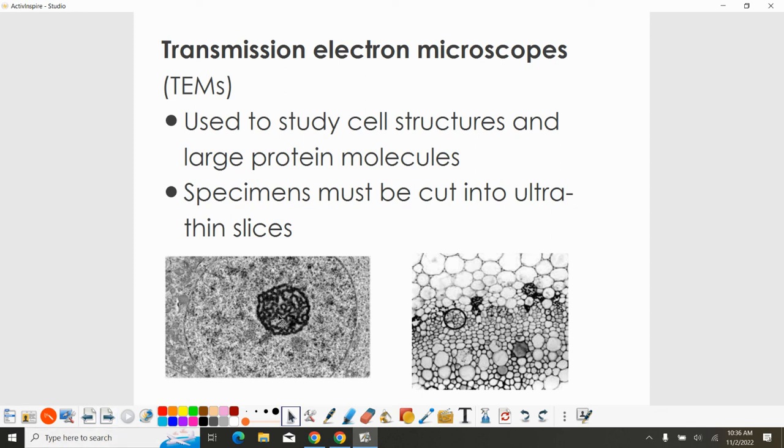But it does allow us to see greater detail. We can see the chromosomes in the nucleus here. We can start to see some of the organelles in the cell, a lot finer detail than what you can see with a light microscope.